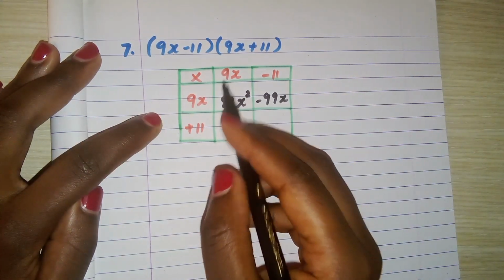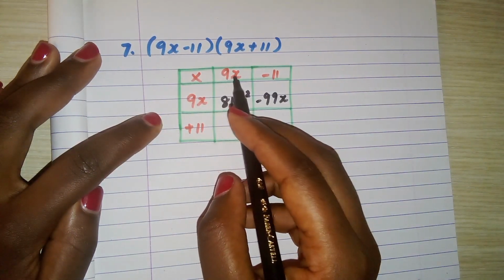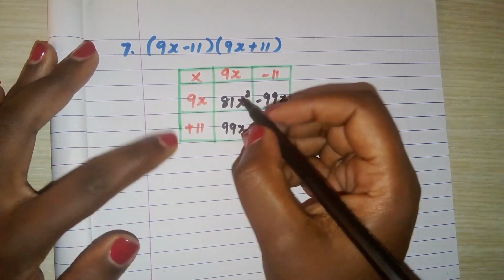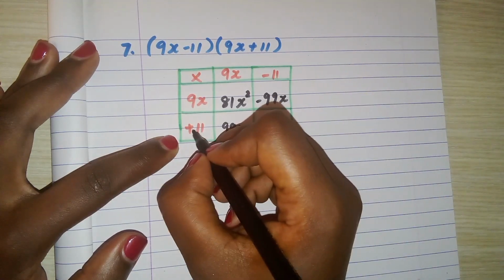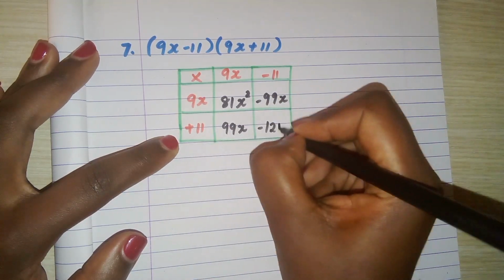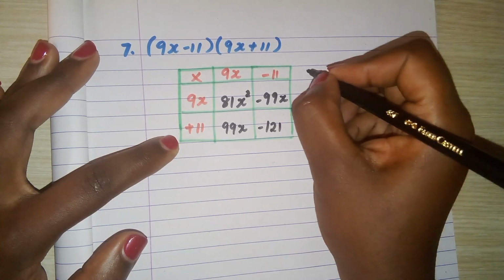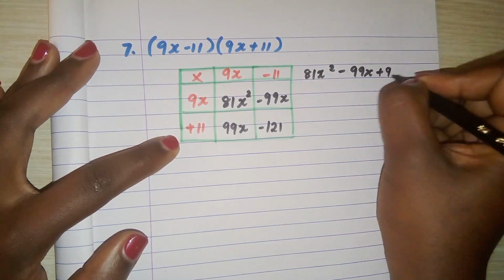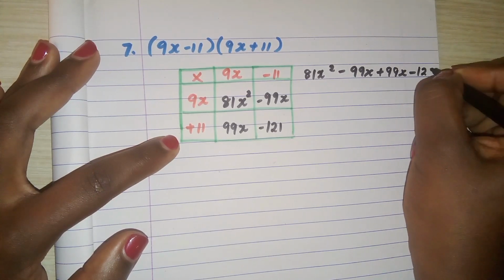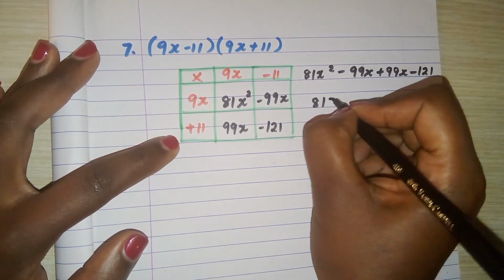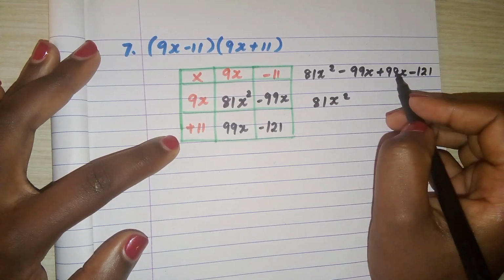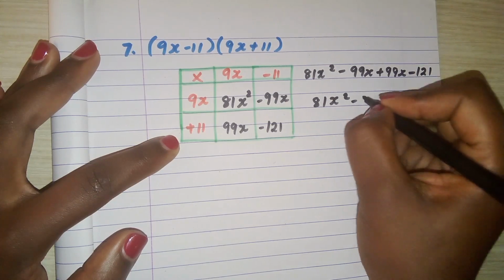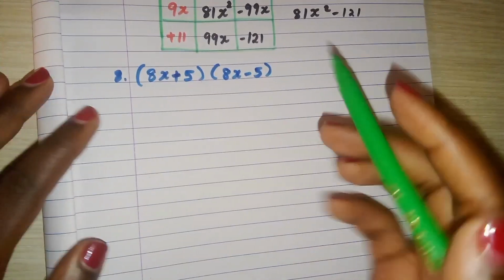99x. Positive 9x times 11 will be 99x. Negative 11 times positive 11 will be negative 121. So now 81x squared negative 99x plus 99x minus 121. We'll get 81x squared. So this will cancel with that because 99 minus 99 is just 0, minus 121. Okay, let's finish up with this one.